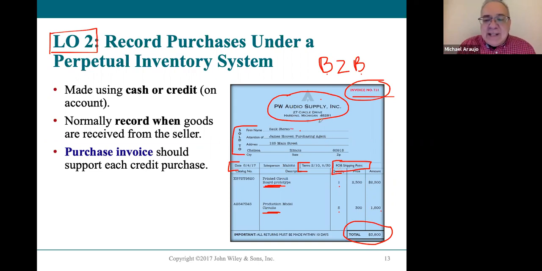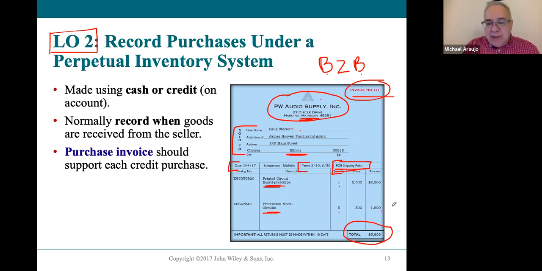Okay, so in this case, since PW Audio is in Michigan and SOC Stereo is in Illinois, they're going to have to ship this thing, or these things. So as soon as they put it in a box and give it to the shipping company, then SOC Stereo owns it. Now, because SOC Stereo owns it, they own it as soon as it gets to the carrier in Michigan. They're going to have to wait for it to get shipped to physically have it in Illinois, but they own it all that time. That's still their inventory. That's still their asset.